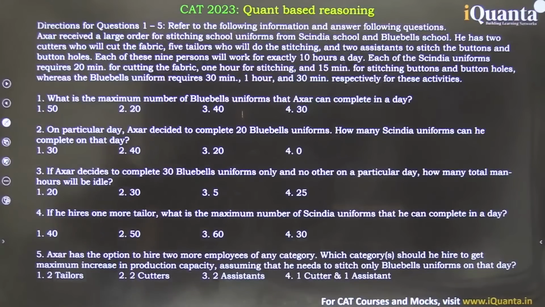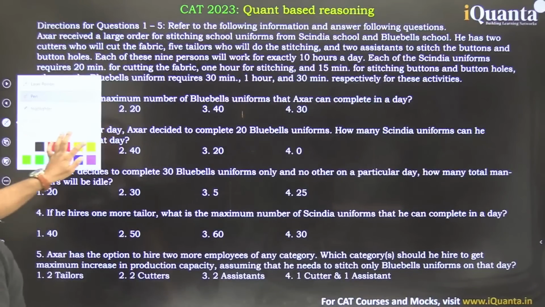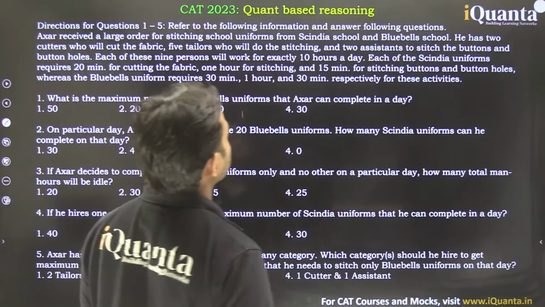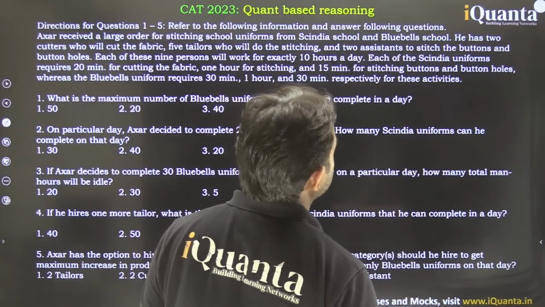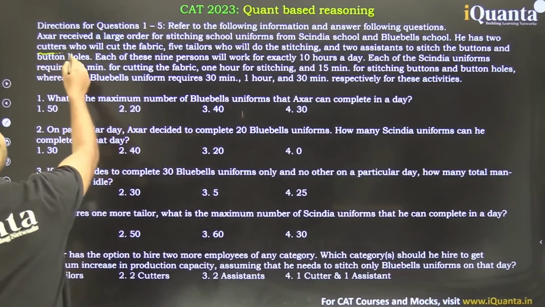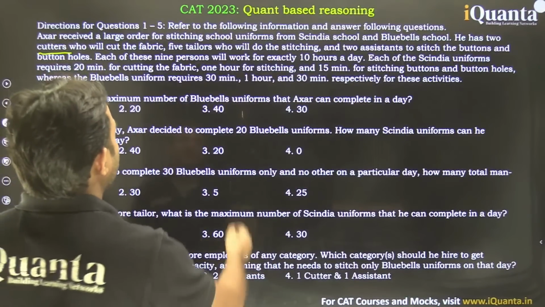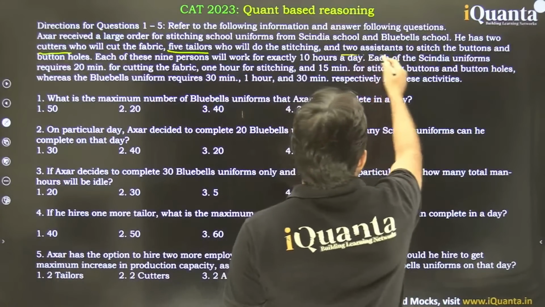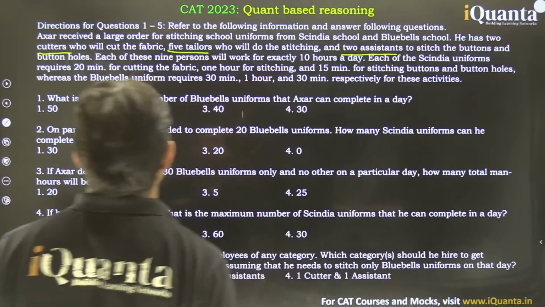Let's discuss this one now. It says Akshar received a large order for stitching school uniforms from Scindia School and Bluebells School. He has two cutters who will cut the fabric, 5 tailors who will do the stitching, and 2 assistants to stitch the buttons and buttonholes.